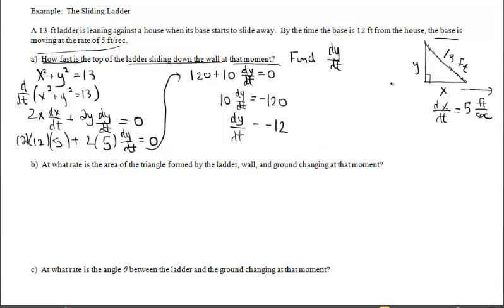Okay, and that makes sense. The rate of change should be negative because the y component is decreasing. So if x is moving to the right, the rate of change will be positive. If y is decreasing, then the rate of change will be negative. And the units of measure would be feet per second.